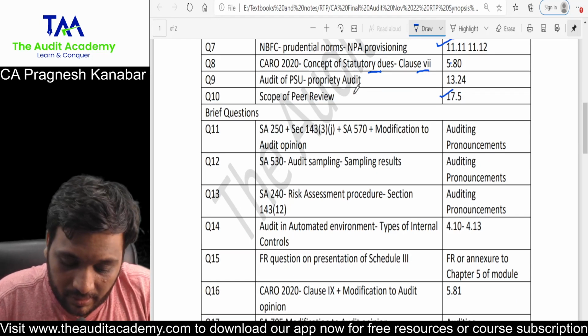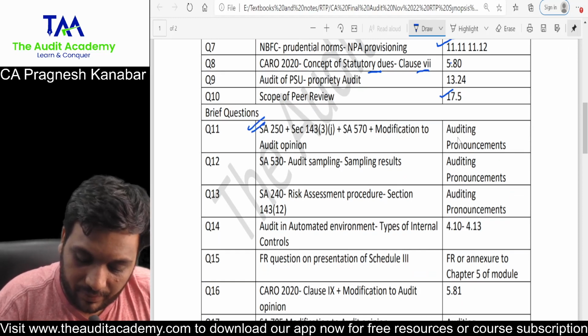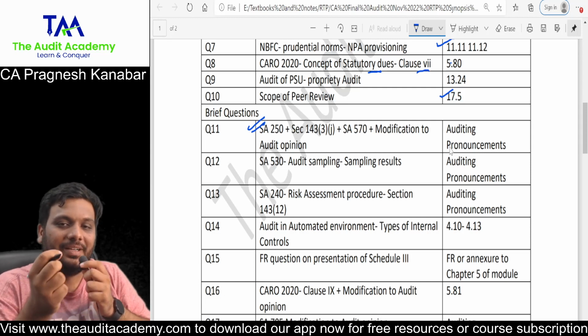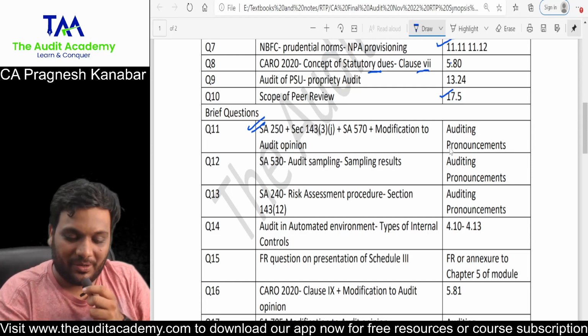Okay, now we are through with this particular point, and I've given the references over here. It was not possible to point out each paragraph number, page number, and so on. So I've said that about this from auditing pronouncements.